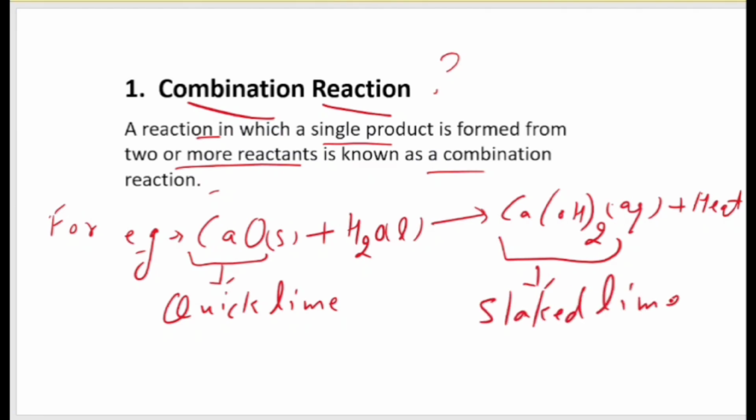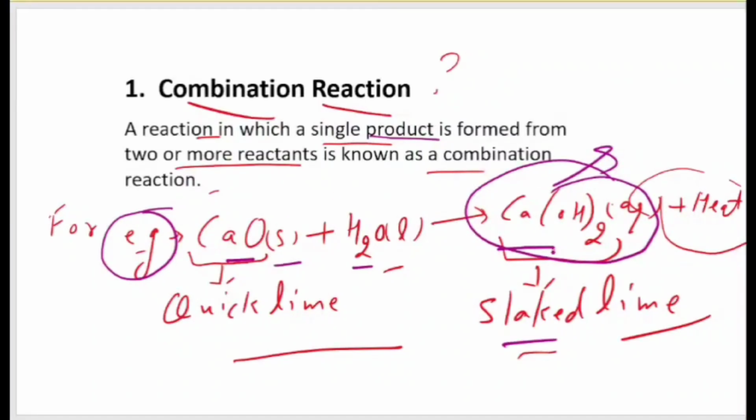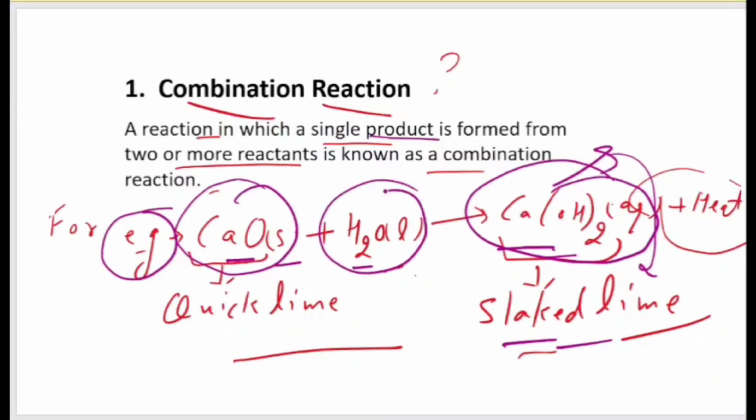We can say that when calcium oxide reacts vigorously with water to produce slaked lime, it releases a large amount of heat. In this reaction, calcium oxide and water combine to form a single product, that is calcium hydroxide. In this reaction, only a single product is formed, that is calcium hydroxide, also known as slaked lime, from two or more reactants. The two reactants are, number one, calcium oxide, and the second one is water. And this is known as a combination reaction.